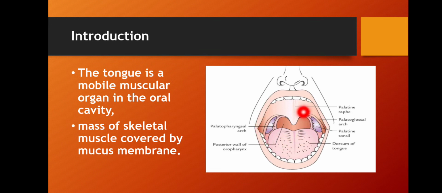So this tongue is a mobile organ, that means it can be moved, and it is a muscular organ, that means it is made up of muscles. So what type of muscles are there in the tongue? Those are the skeletal muscles, because the tongue movements are in our control. The tongue is covered by a layer of mucous membrane. So the tongue is a mobile muscular organ in the oral cavity, a mass of skeletal muscle covered by a mucous membrane. This is the introduction of the tongue which you have to write in your exam.